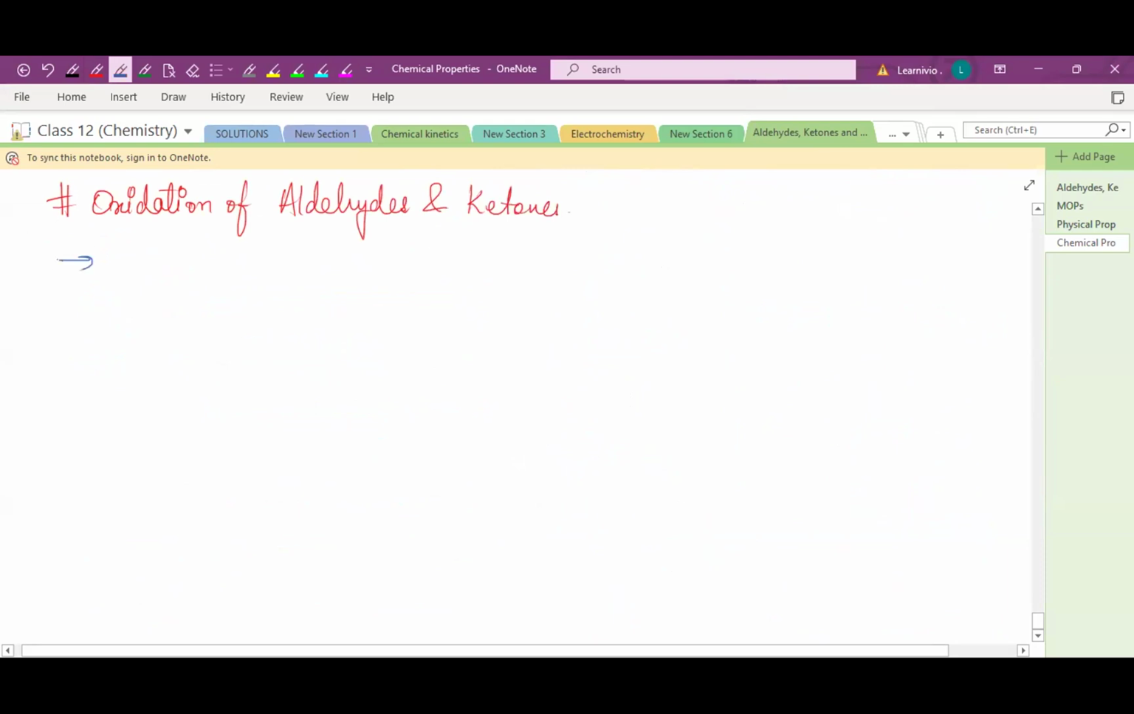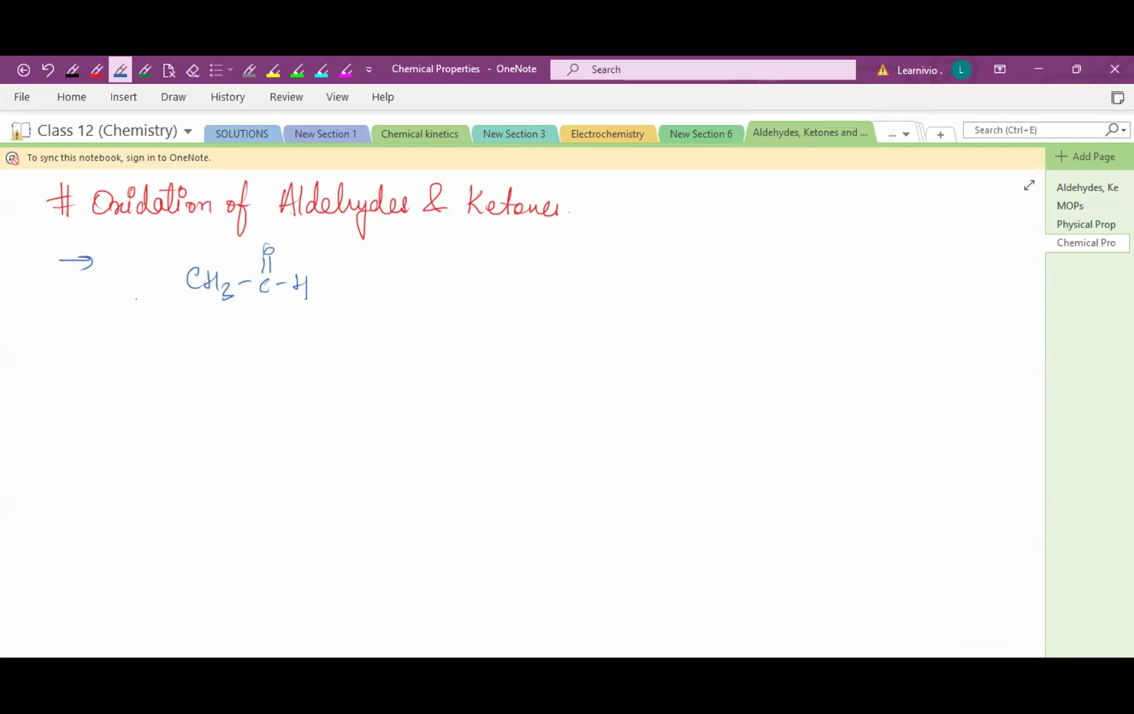Now see, because aldehydes have an alpha hydrogen, right? Suppose this is CH3, CHO. So the aldehydic group has an alpha hydrogen, so it can easily get oxidized to carboxylic acid. But your ketone does not oxidize easily. So oxidation of ketone is not very easy. It is only possible in extreme conditions, when you are giving a strong oxidizing agent.